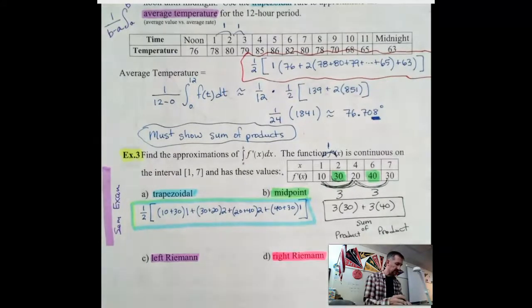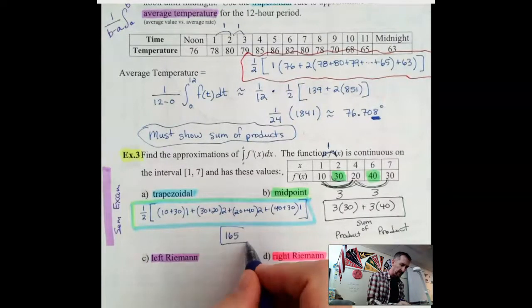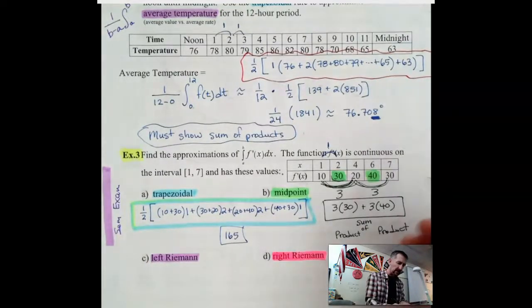If you actually are curious about the actual numbers, this is 165. I shouldn't be boxing those though. This is 210.